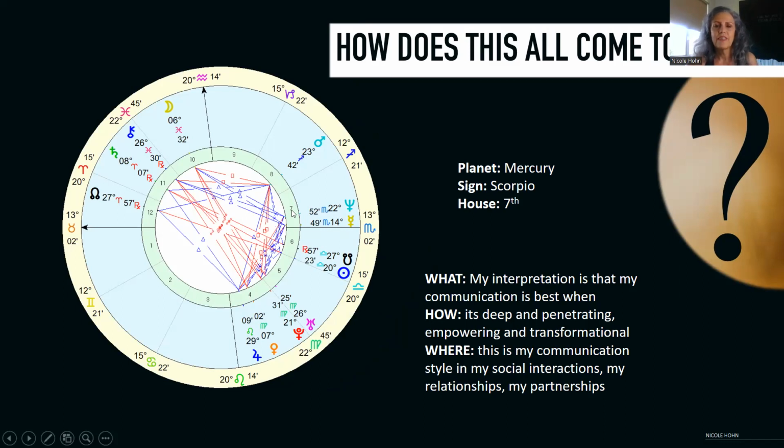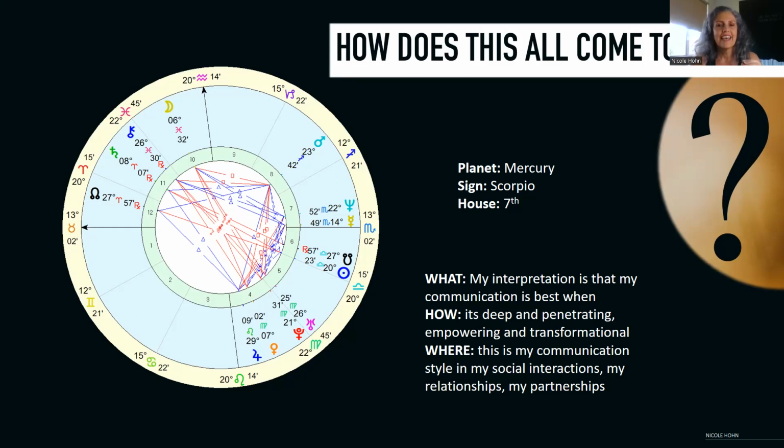So the interpretation of that is, the what is the planet. Mercury is the planet of communication. Then we go to the how. We're looking at the sign of Scorpio, and Scorpio is deep, penetrating, empowering, and transformational. So that's how I communicate. And the where is my 7th house, and the 7th house is all about social interactions, my relationships, and my partnerships.